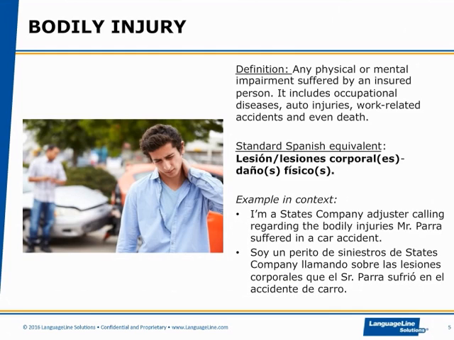Now let's have you practice this term in both languages. First, repeat the term in English 3 times. Bodily injury, bodily injury, bodily injury. Let's have you do the same thing for the 2 standard options in Spanish. Repeat this term in Spanish 3 times. Lesiones corporales, lesiones corporales, lesiones corporales. And now repeat this standard option 3 times. Daños físicos, daños físicos, daños físicos.